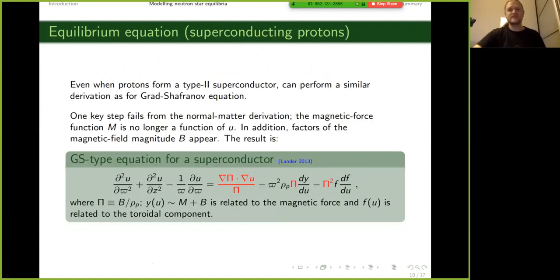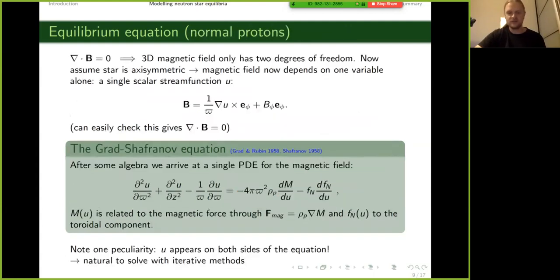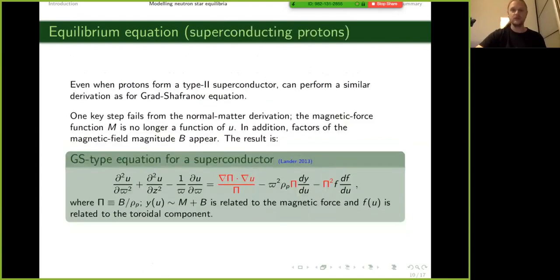Actually, you can do more or less the same thing if you have a type 2 superconductor. Most of the steps work and you just have to redefine a few things. But the magnetic force function, which is defined here, is defined such that the gradient of M is this magnetic force divided by rho. That is no longer a function of U, and that's a bit problematic.